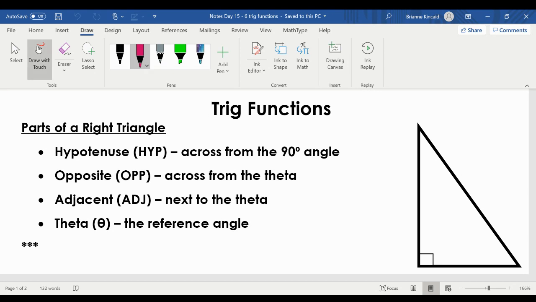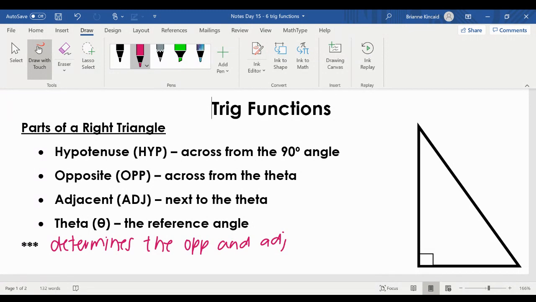So the first three that you have here, hypotenuse, opposite, and adjacent, these are ways that we label the three sides in our triangle. Theta is a Greek letter, kind of looks like a zero with a line through it, and that is the reference angle. Everything revolves around theta. And the important thing is that theta determines the opposite and the adjacent.